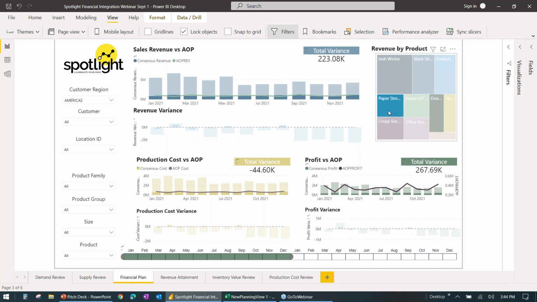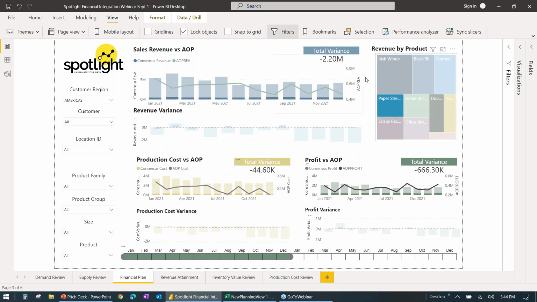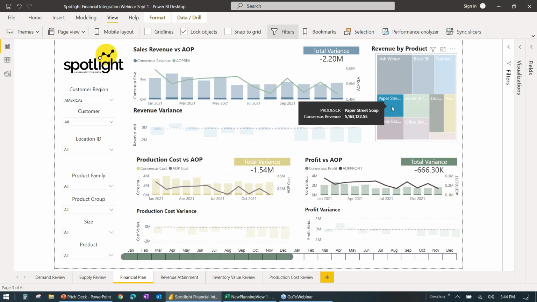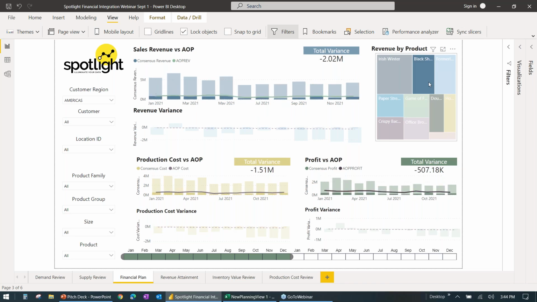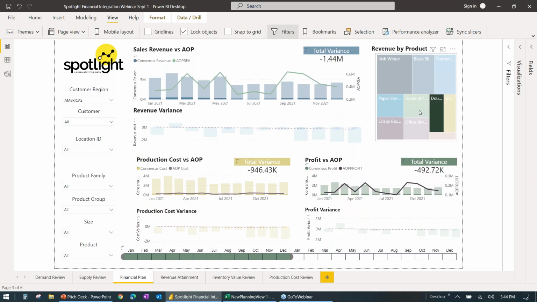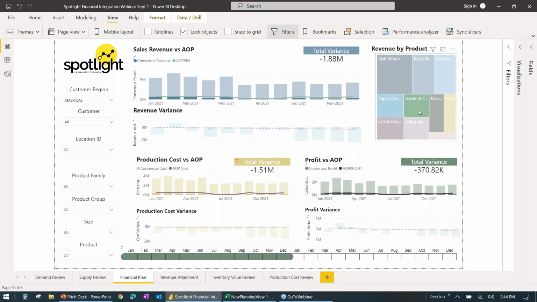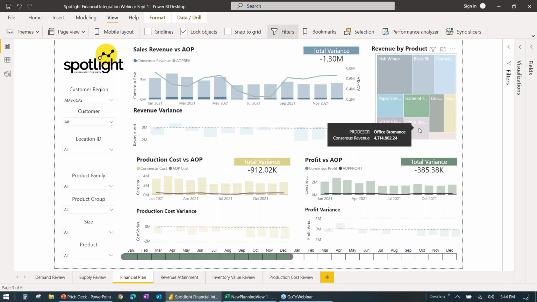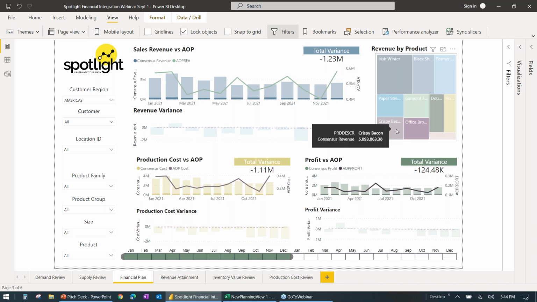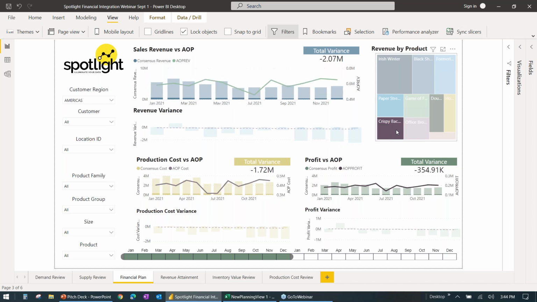As I work through my products, I can go through and say, okay, it looks like the Paper Street soap is significantly underperforming, right? If I look at the Black Sheep soap, that's significantly underperforming, as well as the formerly employed soap. So when you look at these numbers, now you know what to go after, right? And you can do that as part of the S&OP plan. Now you have this information to have a meaningful discussion about what your variability is, and then which products you need to fix. Okay. Not only that, you can look at your production costs and your profitability.